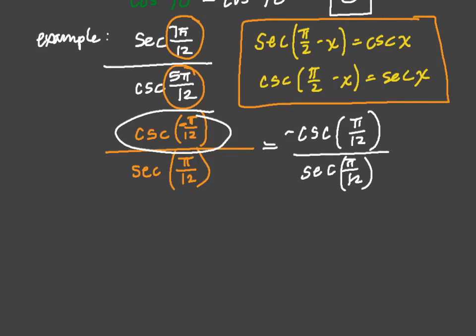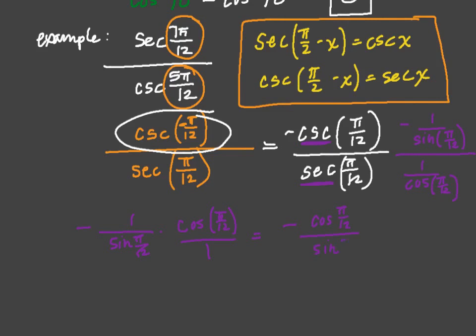So now we really just need to think about what cosecant over secant is. So we know that cosecant is 1 over sine, and we know that secant is 1 over cosine. So we need to multiply by the reciprocal here. So we're going to keep the top the same, negative 1 over sine of pi over 12, times the reciprocal of the denominator, so cosine of pi over 12 over 1. Okay, so we get negative cosine of pi over 12 over sine of pi over 12.